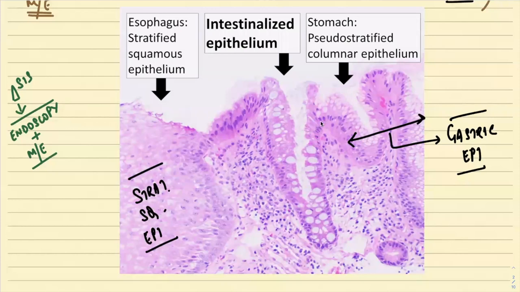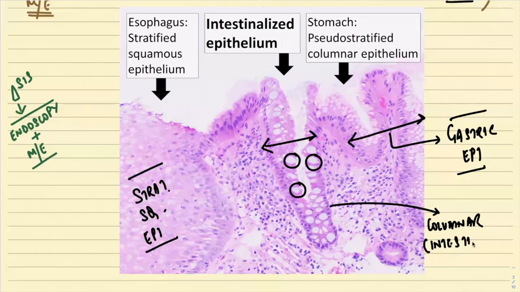And if you appreciate, in between the two, there is a type of epithelium which is columnar in nature. No doubt it is columnar, but it contains what are called goblet cells. Can everyone appreciate these goblet cells over here? So this is the intestinal type of columnar epithelium. This is the metaplastic epithelium, that is, the intestinalized epithelium.